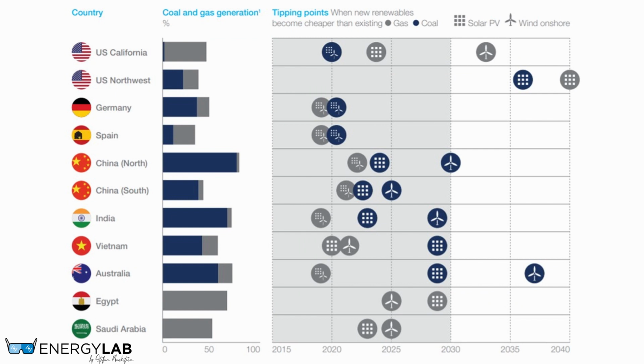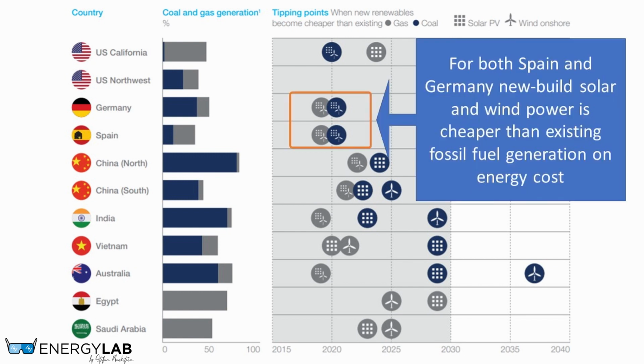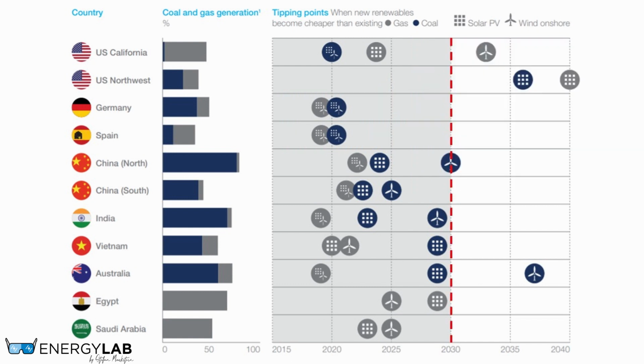On the right part of the chart, it shows for each of these geographies when wind and solar will be competitive versus gas and coal in the respective geographies. So if you look at Germany and Spain, this is happening right now. Both renewable energy technologies are becoming competitive versus existing coal and gas power plants.